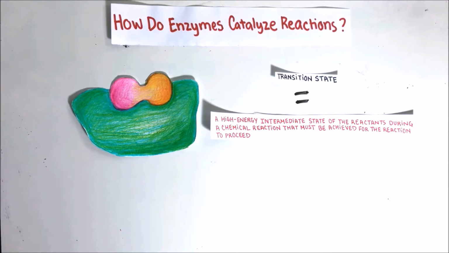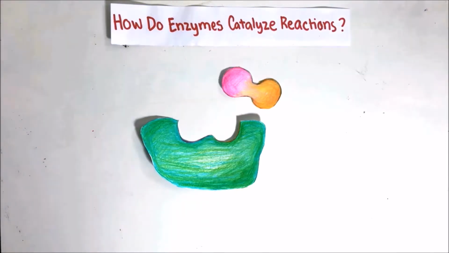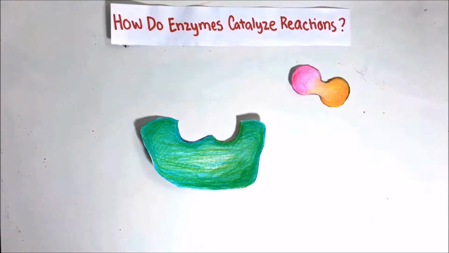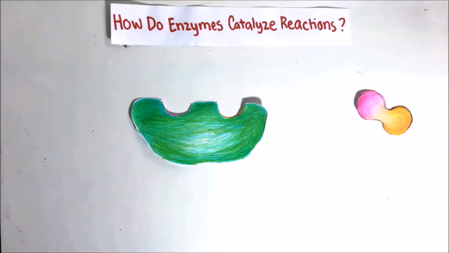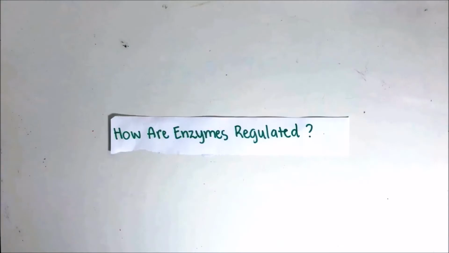Transition state is a high-energy intermediate state of the reactants during a chemical reaction that must be achieved for the reaction to proceed. The enzyme helps the substrates achieve their transition state by undergoing slight shape change. The change in the enzyme shape is a result of the interactions between the substrates and the R groups of the enzyme's active site. The activation energy of the reaction is now lowered and proceeds more quickly. The final step is termination. After binding ends, the products are released and the enzyme returns to its original conformation or shape.